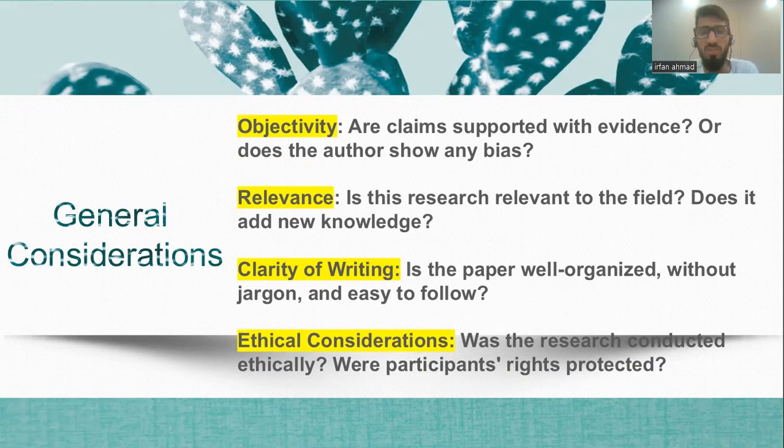Ethical considerations: was the research conducted ethically or not? Were the participants' rights protected? Because this is the main thing: when you are doing research involving human subjects, you have to take some ethical considerations. There are a lot of ethical review committees, so you have to take permission from them before doing any research. And the other overall evaluation is: was the original question answered or not? Like the research questions, do the findings answer the questions or not?